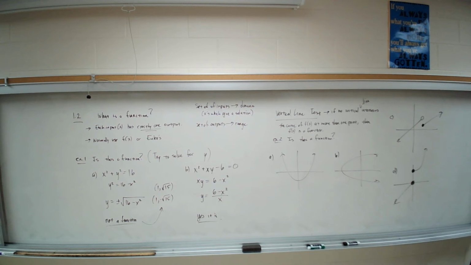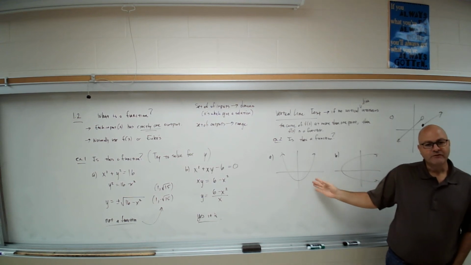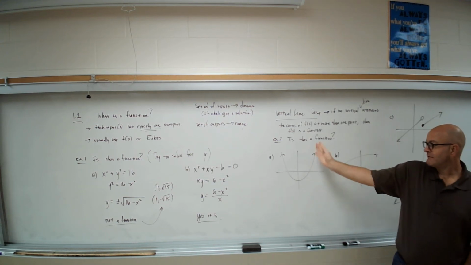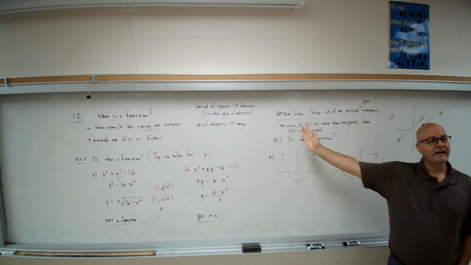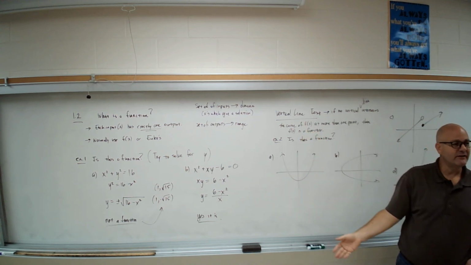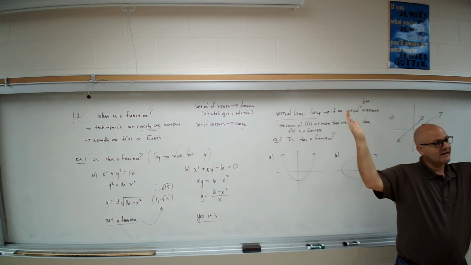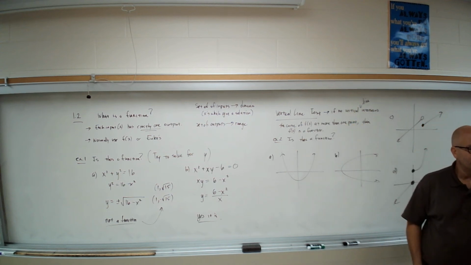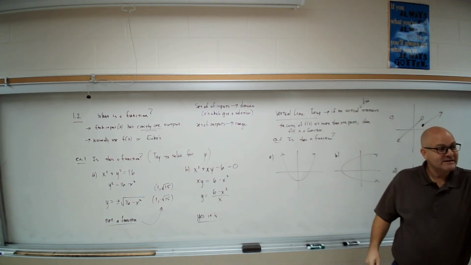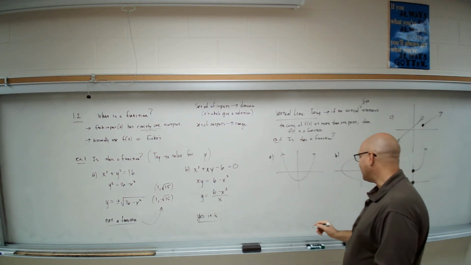Okay, so if we look at A here, we have a parabola that opens up. If we draw a bunch of different vertical lines, are we ever going to hit it twice? No, even though it gets really, really steep out here, we know it's not vertical, right? Functions don't have vertical pieces, so we don't expect that. So here we'd say yes, this is a function.